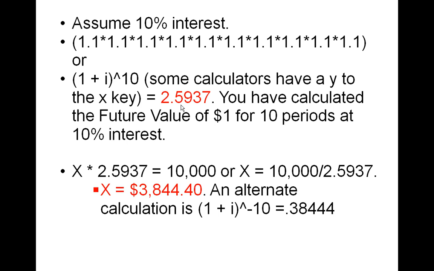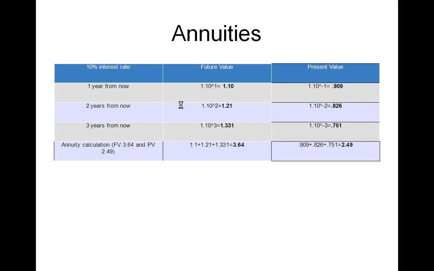Now, how do these future value and present value tables, how do we use those to compute annuities? Well, an annuity is a fixed amount of money at even periods. So I can look at the present value of an annuity or the future value of an annuity. If I'm putting an even amount in the bank over a certain period of time, what will it be worth at the end of those periods?